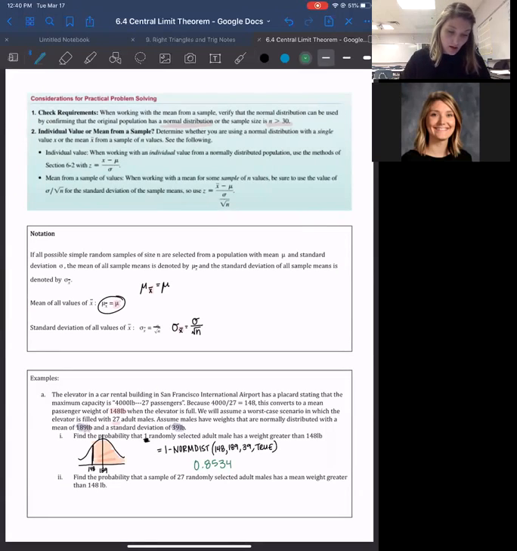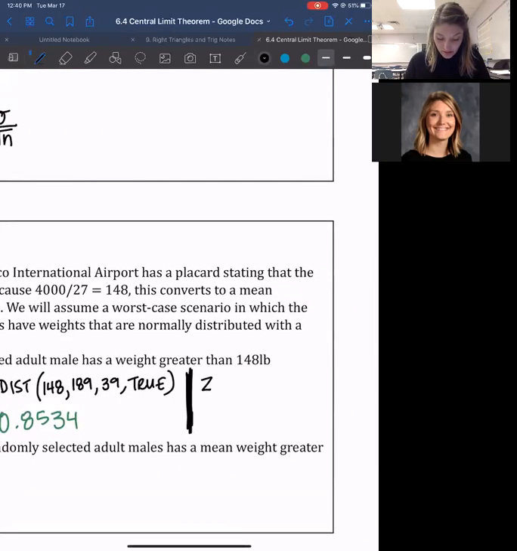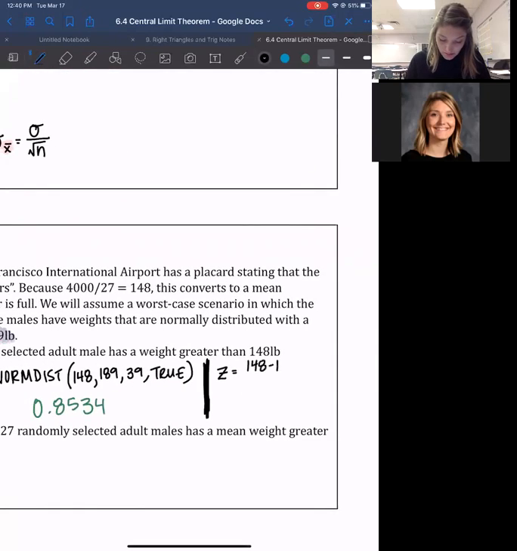Now, I think there may be a couple of people that are sticking to the table, so I'm going to go ahead and make sure that we're still okay with that. If I'm going to do the table, I need to find a z-score for that value of 148. So I'm going to do 148 minus the mean divided by the standard deviation, and get a z-score from that. I don't know where my calculator is, so I'll do my phone here. 148 minus 189 divided by 39 comes out to be negative 1.05. That's the value I'm going to look up on those z tables.